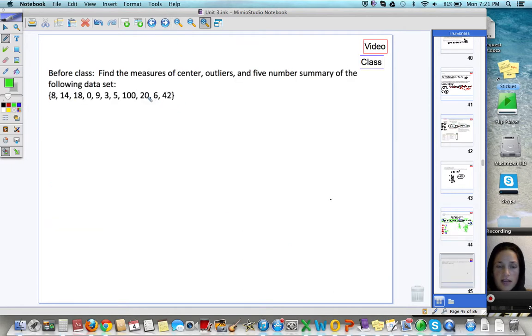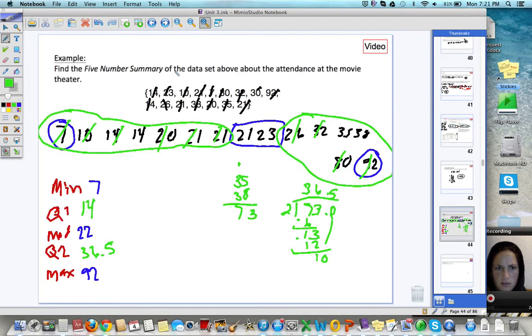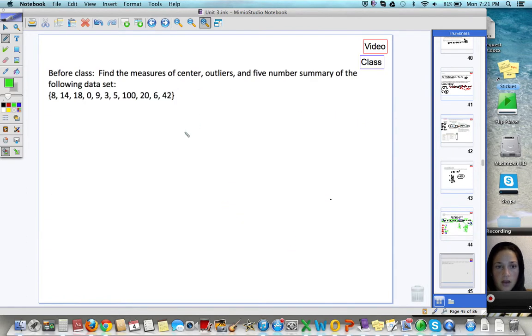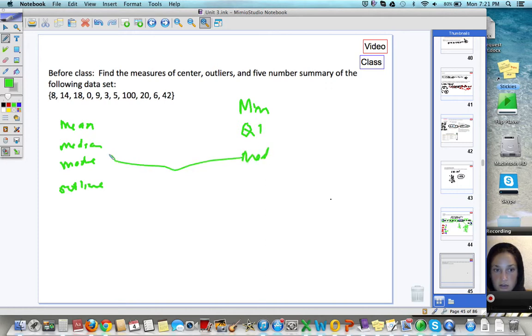So, before class, find the measure of center, the outliers, and the 5-number summary in the following set. Was I supposed to find the outliers here? Oh, no. So you're just going to do the same thing. You're going to find the mean, median, mode. You're going to find the outliers, and then you're going to find the min, Q1, median. Oh, look, it's the same number as that. Q2, maximum. And that's what you're doing.